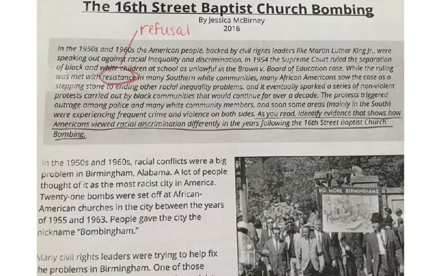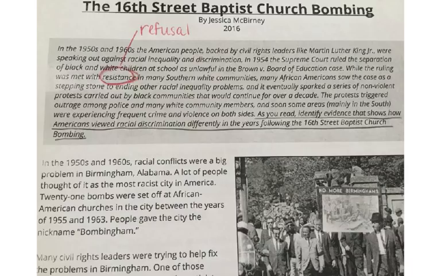In 1954, the Supreme Court ruled the separation of black and white children at school as unlawful in the Brown versus Board of Education case. While the ruling was met with resistance in many Southern white communities, many African Americans saw the case as a stepping stone to ending other racial inequality problems, and it eventually sparked a series of nonviolent protests carried out by Black communities that would continue for over a decade.